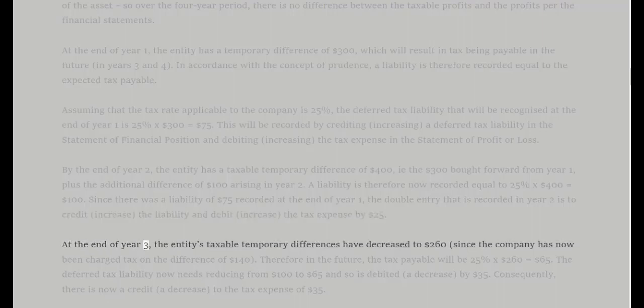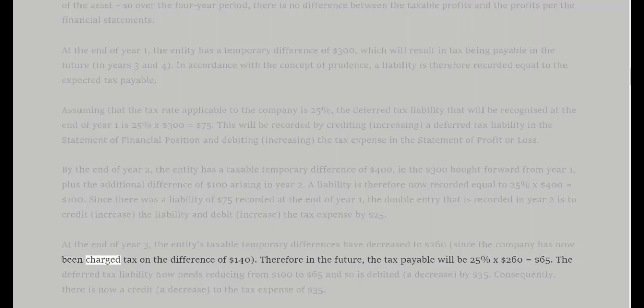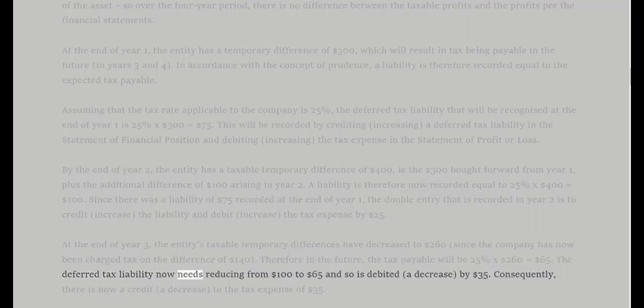At the end of year 3, the entity's taxable temporary differences have decreased to $260, since the company has now been charged tax on the difference of $140. Therefore in the future, the tax payable will be 25% x $260 equals $65. The deferred tax liability now needs reducing from $100 to $65, and so is debited, a decrease, by $35. Consequently, there is now a credit, a decrease, to the tax expense of $35.